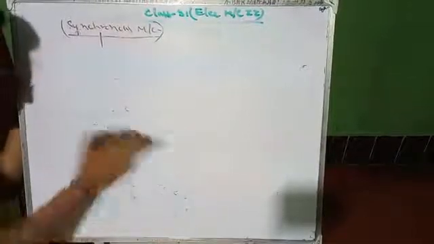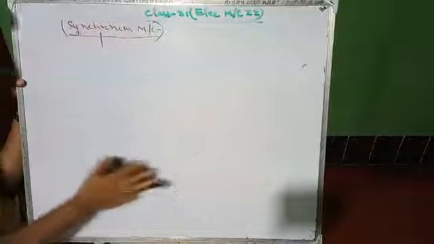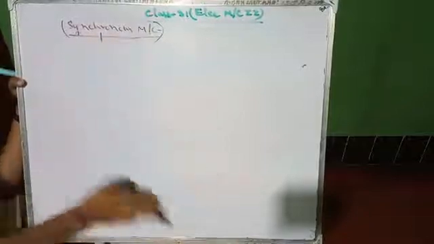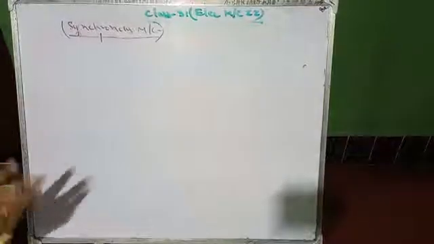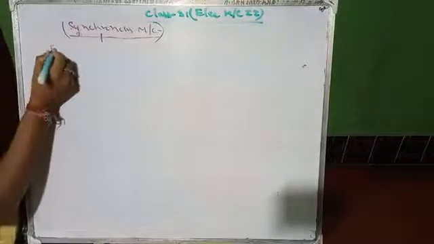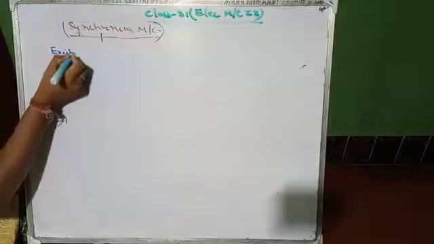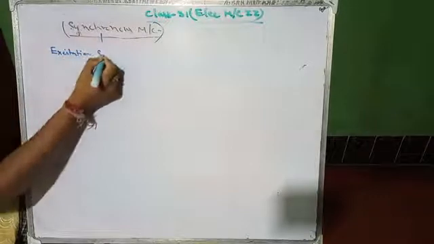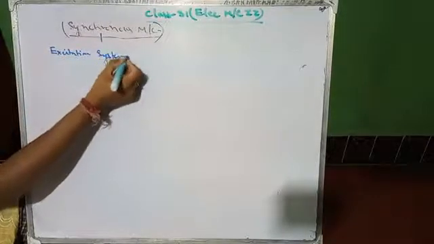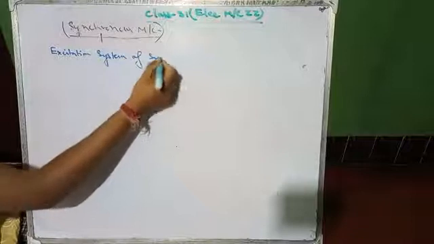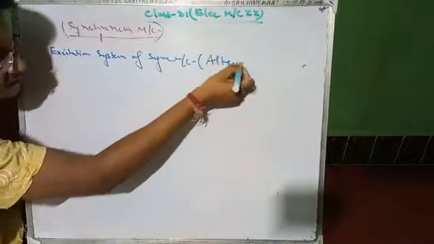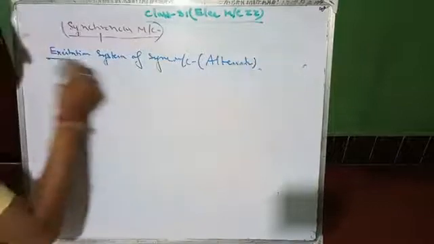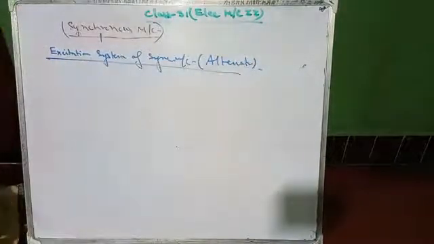Every field system requires some excitation to produce a field flux. There will be three types of excitation system. So write: excitation system of a synchronous machine, or within brackets you can say alternator also. The alternator needs some excitation to the field system.